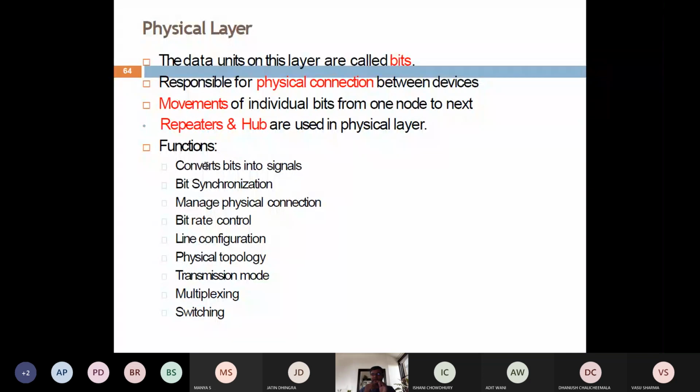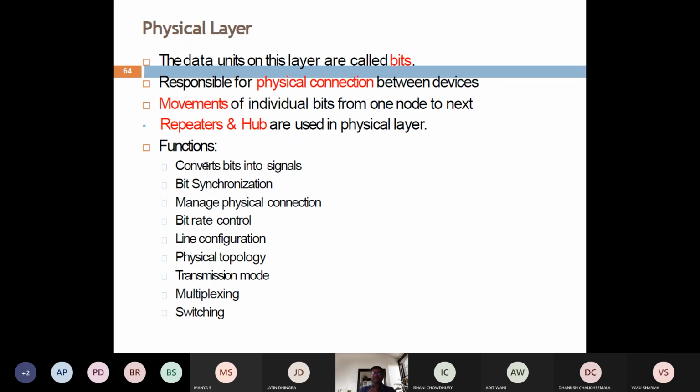Whenever data is traveling in the transmission medium, it is going in the form of signals. That's why the bits in the physical layer are converted to signals with the help of the physical layer. We also have to go for synchronization, because a lot of bits are involved. We know that in a computer all the data is in the form of bits, so we need a synchronization mechanism to know which bit is going to come after which bit. So bit synchronization is very important.